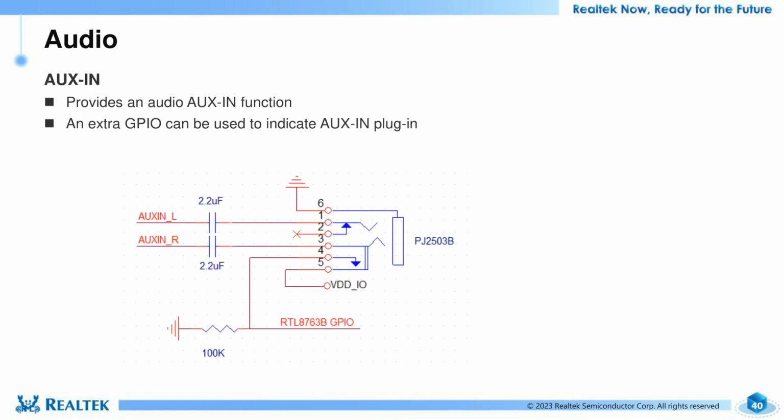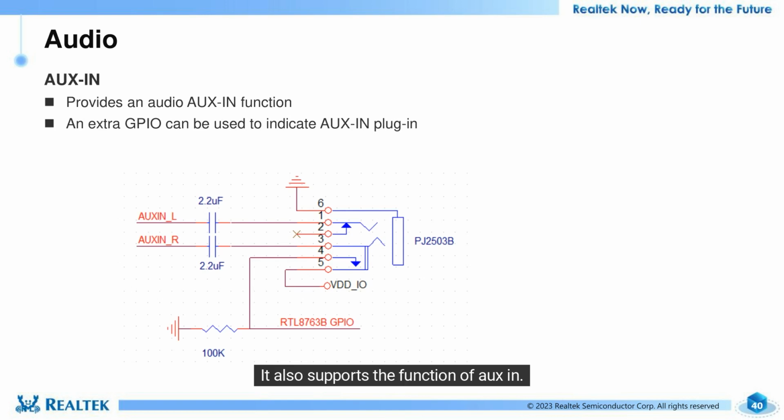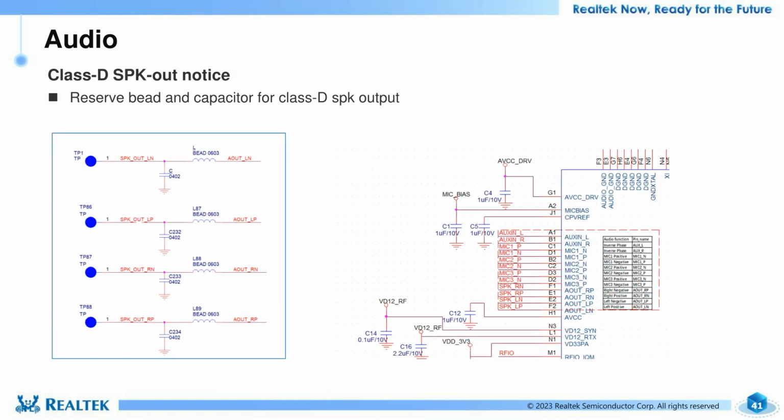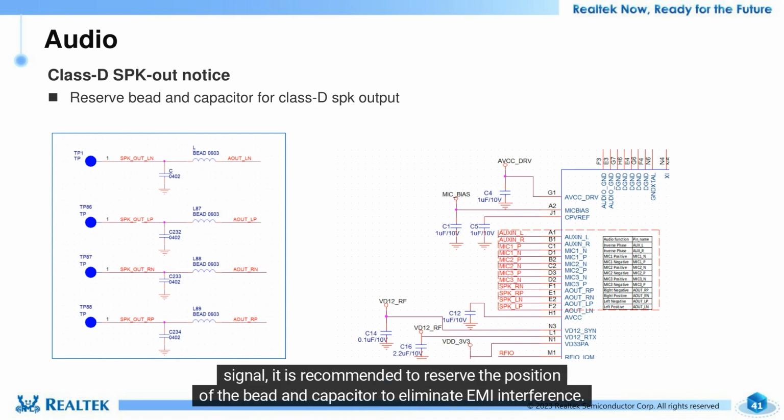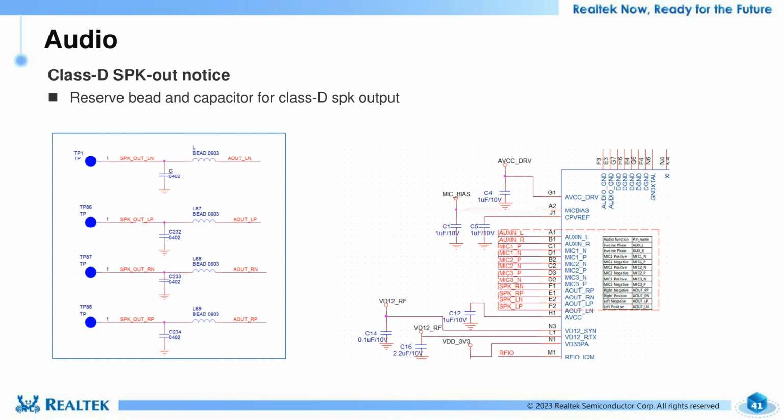It also supports the function of AUX in. Connect the L and R of AUX in directly to AUXL and AUXR. Generally, a GPIO is reserved for AUX in insertion detection. Please note that when the codec is Class D plus speaker output, in order to ensure the quality of the output signal, it is recommended to reserve the position of the bead and capacitor to eliminate EMI interference.